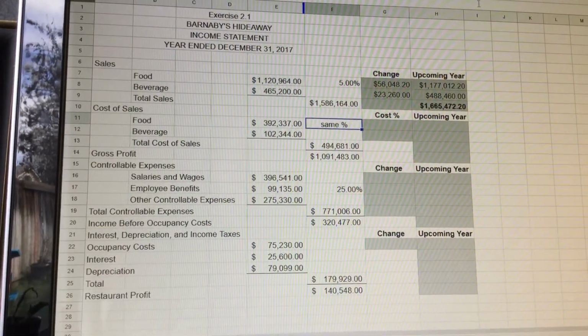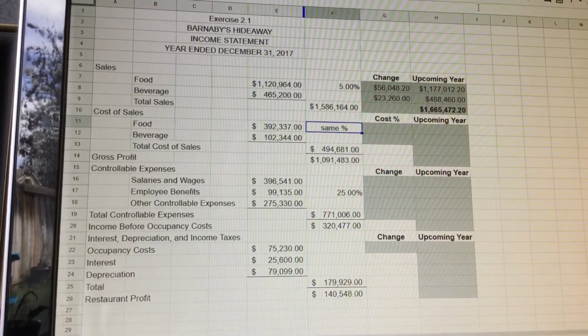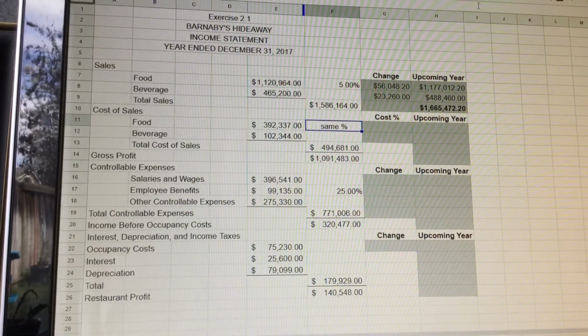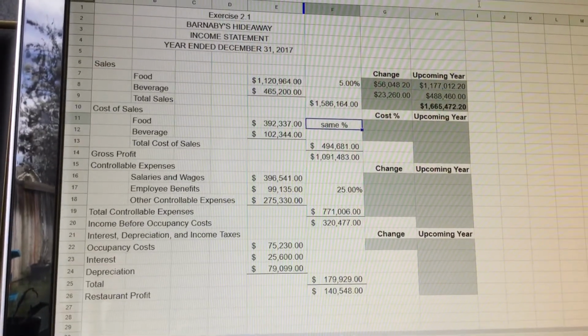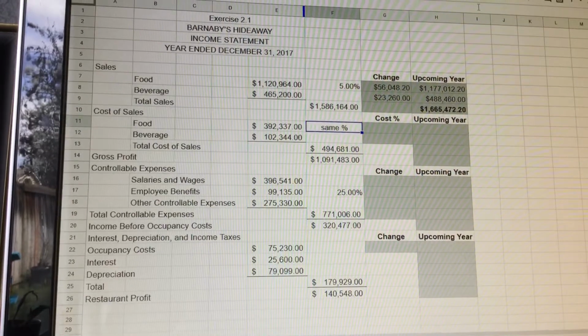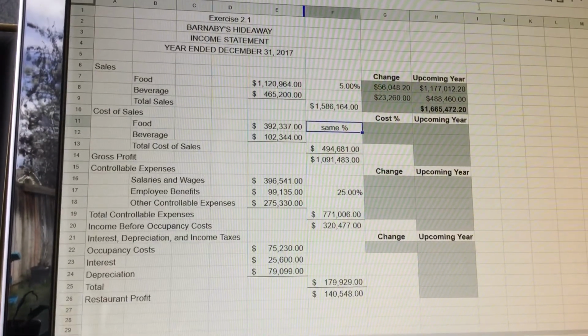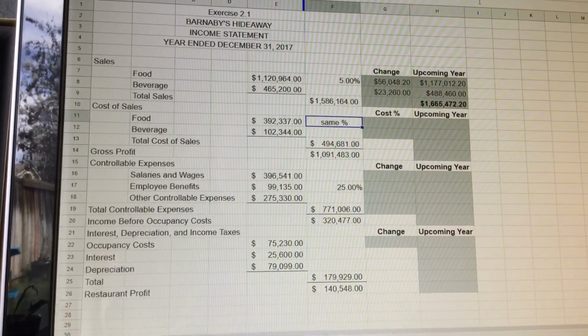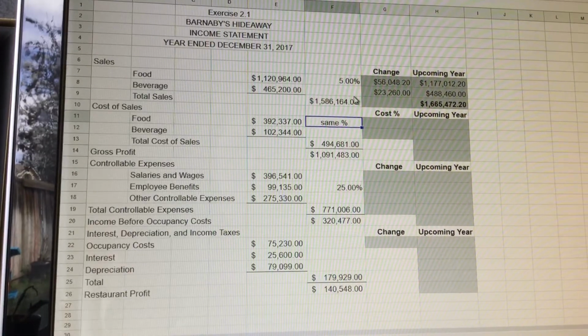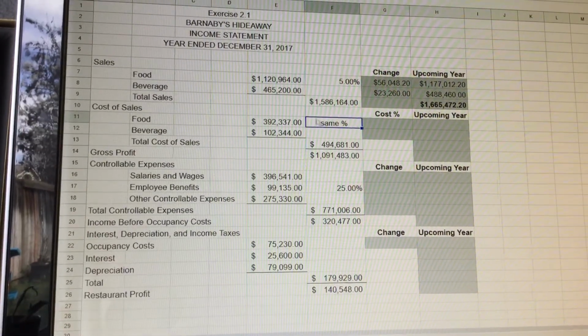Now I'm going to show you how to figure out what the cost of sales will be for the upcoming year. The book tells you that the percentage is going to stay the same. That doesn't mean that the dollar amount will stay the same. What we want to do first is figure out what the cost percentage is.